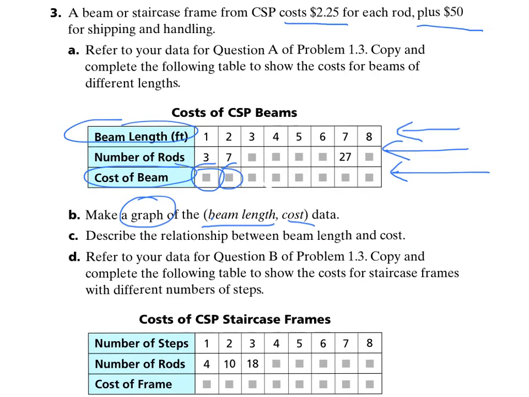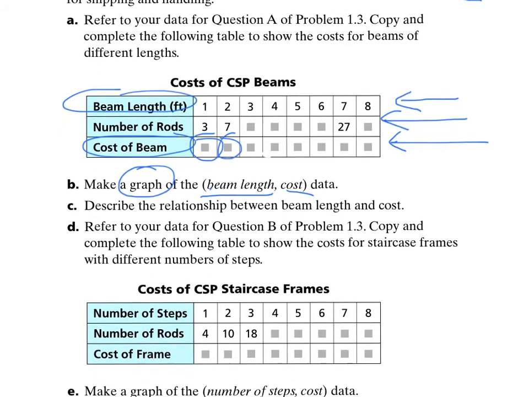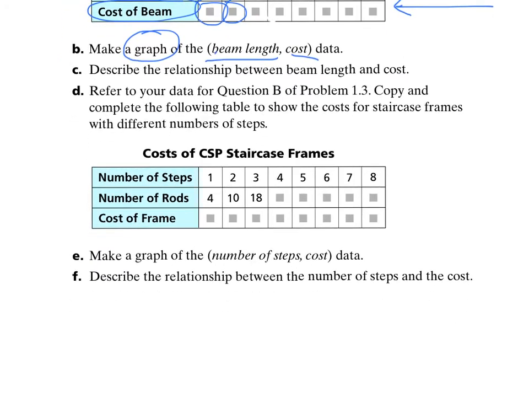Then after they've made a table and graph, they're asked to describe the relationship between the beam length and the cost. And then of course they're going to do the same thing for the staircase frames for the next few questions.